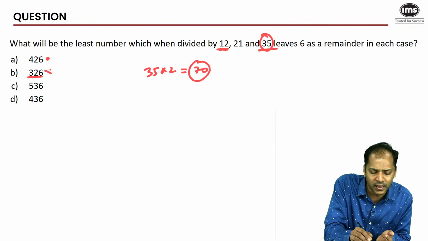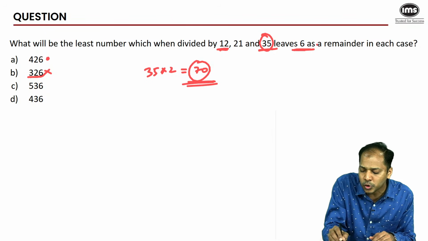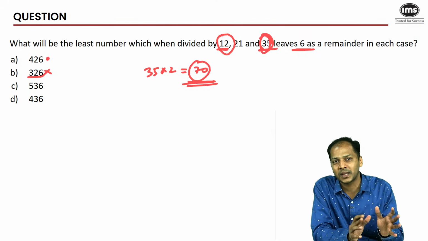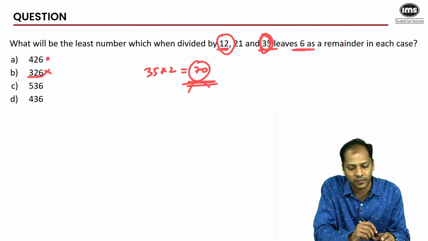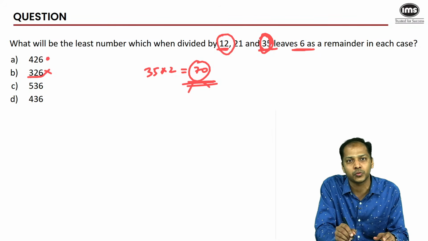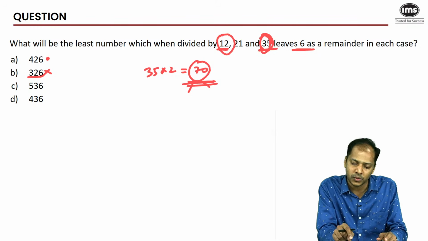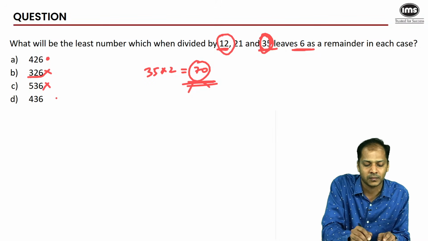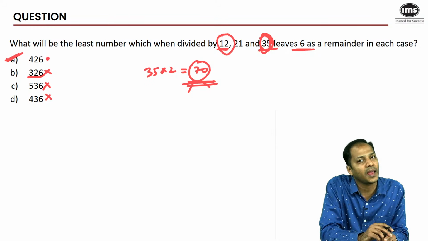No, this definitely cannot be the answer, because even when dividing by 70, the remainder should be 6 only, because 70 is a factor of 35, and basically has factors which are involved in 35 as well as 12, right? 35 has 5 and 7, 12 has a 2. So if I'm leaving a remainder of 6 with these two, and the LCM of these two, it will also leave a remainder of 6 with 70. So this cannot be the answer, this cannot be the answer, this cannot be the answer. Hence the only option that can be the answer is option A.